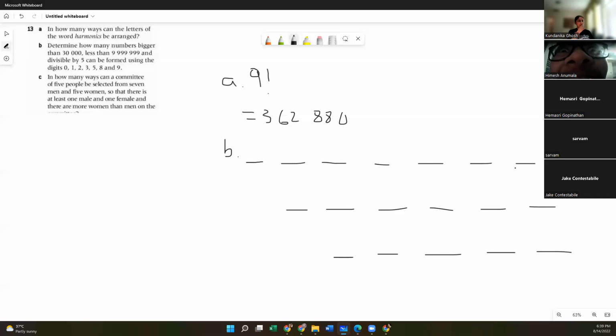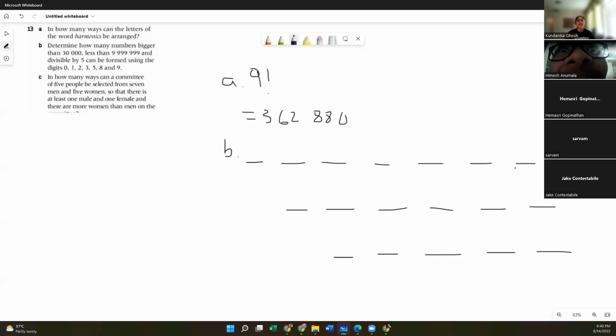Oh, yeah, of course. We're limited by 30,000 and 9,999,999. Exactly, Jake. Your limits are those two numbers. Any number in between those two numbers, divisible by 5 and formed using the digits they give us, can work. If we have a 4-digit number, that's less than 30,000, so we can't have a 4-digit number. If we have an 8-digit number, that's more than 9,999,999, so we can't have an 8-digit number.